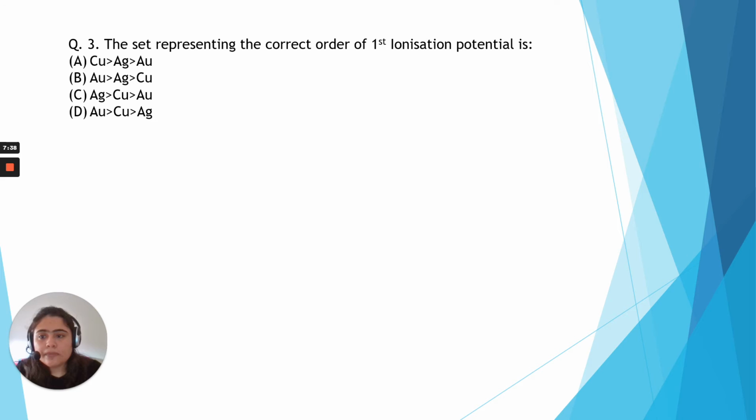Now question number 3. The set representing the correct order of first ionization potential is: Cu greater than Ag greater than Au, Au greater than Ag greater than Cu, Ag greater than Cu greater than Au, and Au greater than Cu greater than Ag. Now this is group 1A, 17 and 18 one. 1B and 2B we write. No, this is the 1B group, and the 2B group we write, and then again it comes to 3A, 4A, 5A, 6A, 7A, 8A. So these are the elements of group 1B: Cu, Ag and Au.